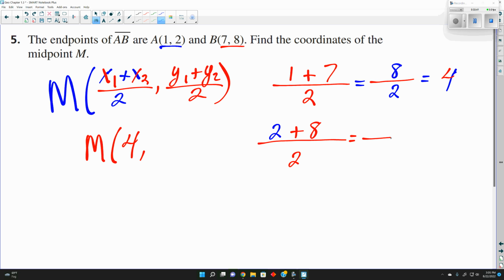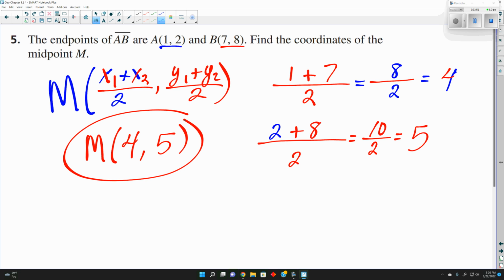Now I need to find the y value of the midpoint. 2 plus 8 is 10. 10 divided by 2 is 5. And that is it. Anytime it's a decimal, we can keep the fraction. You can leave it as a decimal or fraction, and you don't have to reduce. I will take it in any form as long as it is the same number. Say -3/2, I'll take it as -3/2 or -1.5.